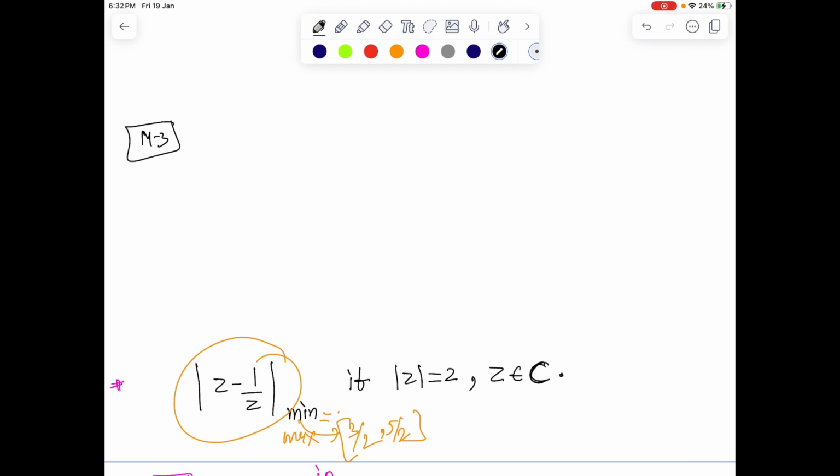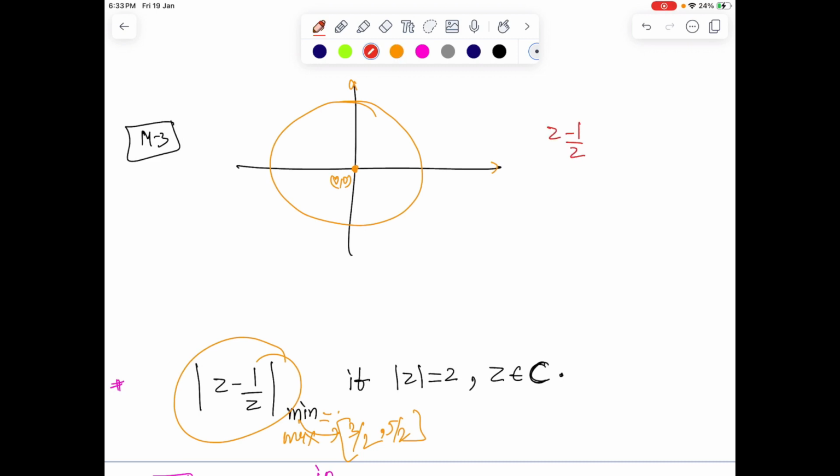So let's try to solve this problem geometrically. I'll give you the feel of what geometrically it means. We clearly know mod z equals 2 represents all points on a circle centered at the origin with radius 2. Now what does z minus 1 by z represent?